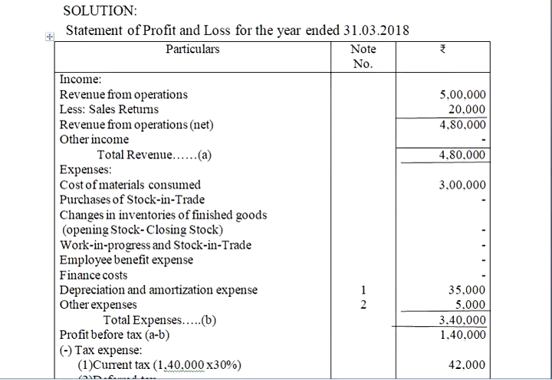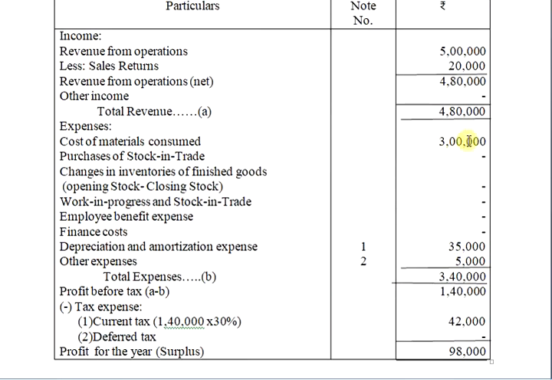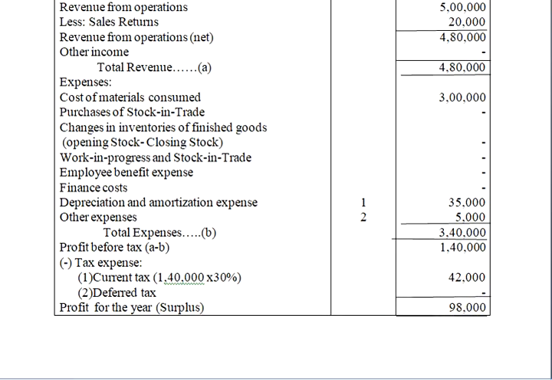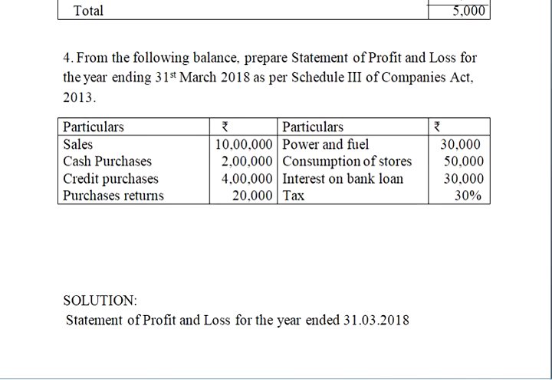So the overall amount we got here is 3,40,000, and 4,80,000 minus 3,40,000 is the remaining, that is profit before tax, we got 1,40,000. How we got 1,40,000: 4,80,000 minus 3,40,000, you got 1,40,000. Less tax expense, current tax 1,40,000 into 30%, you will be getting 42,000. Less deferred tax, there is no deferred tax, so nil. Profit for the year, surplus, how much is the surplus you will be getting here? 98,000, my dear students.